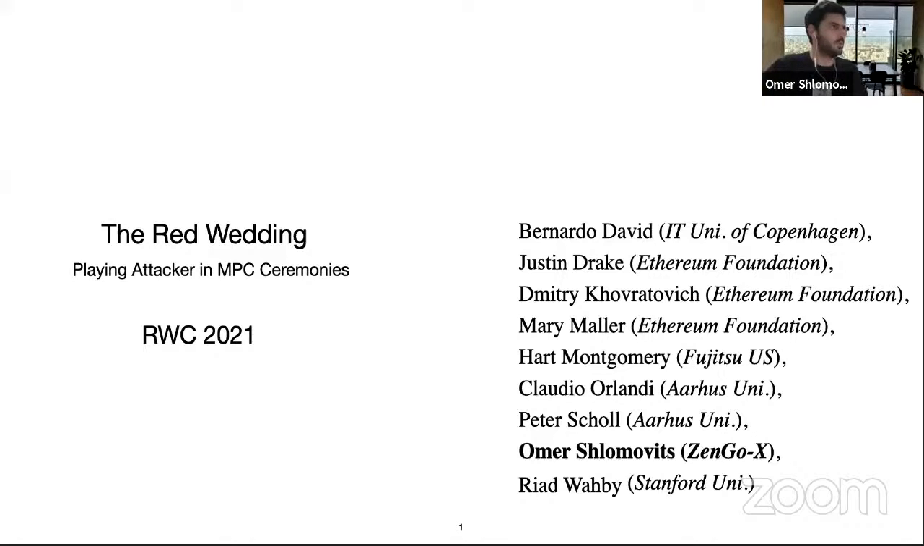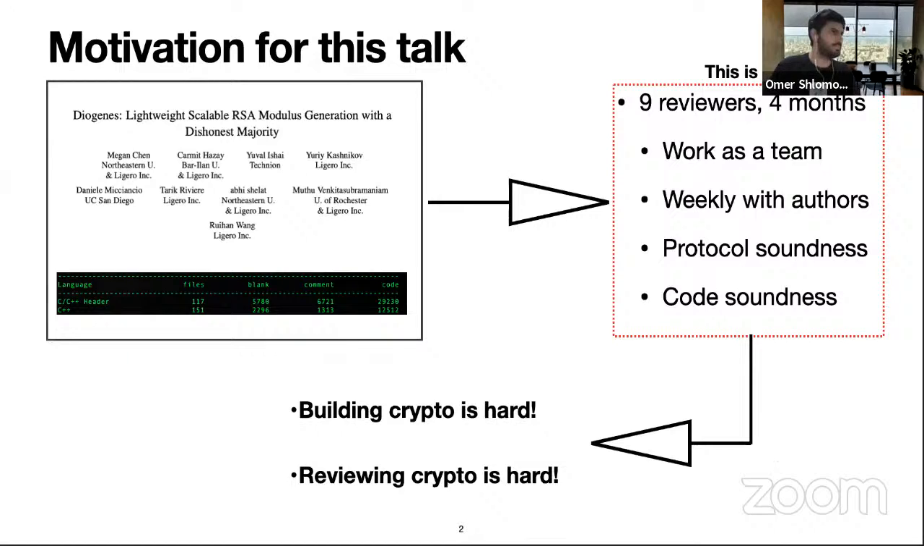Hi. So this is a joint work with Bernardo, Justin, Dimitri, Mary, Hart, Claudio, Peter, and Riyad. And when I say work, I actually mean this is a joint review. So I want to scope what we've done and from that point to motivate our work. There's a paper published last year called Diogenes. It provides a solution for the joint RSA modulus generation, the same problem as Yehuda just described. And they also provide code, a lot of code, C++. And our job was to review this paper.